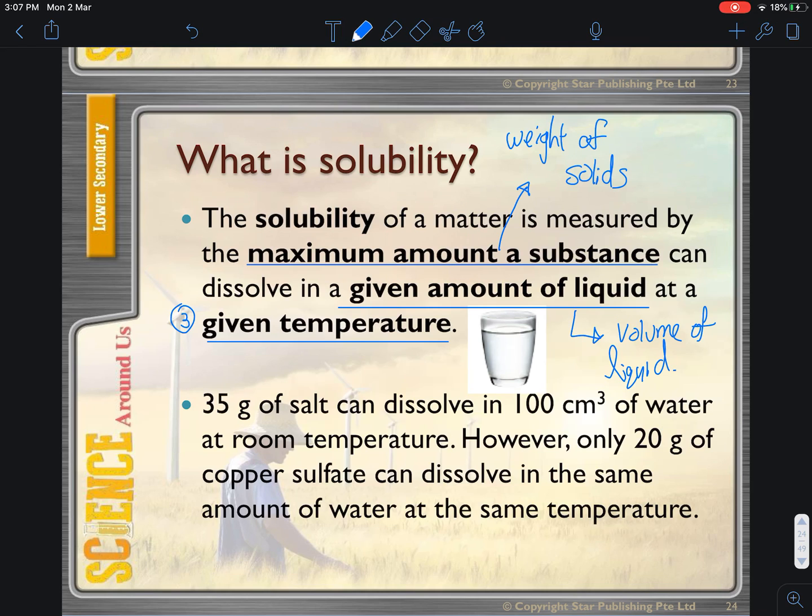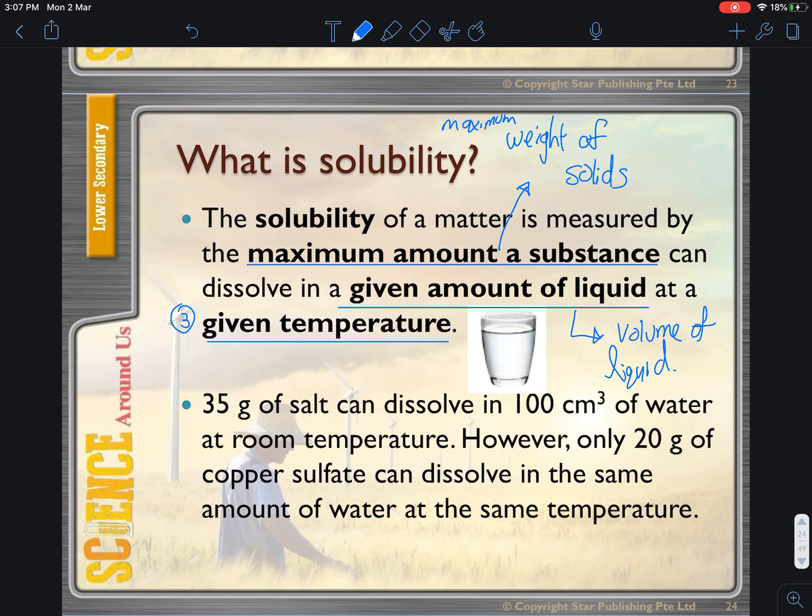Number one, the maximum amount of a substance, usually the maximum weight of solids. In this case, when you add too much of the solid, you realize that some of the solids are not dissolved. That would show that the mixture has already been so concentrated that the solubility cannot be further increased. How to go about dissolving those excess solids? You can add more of the liquid.